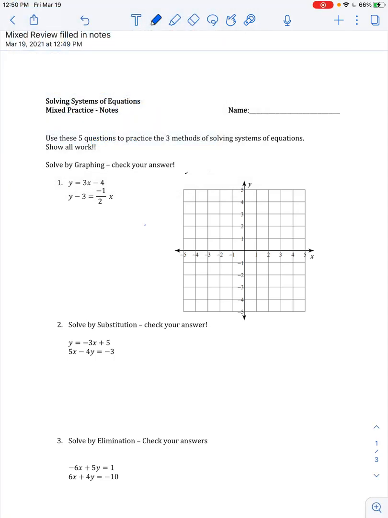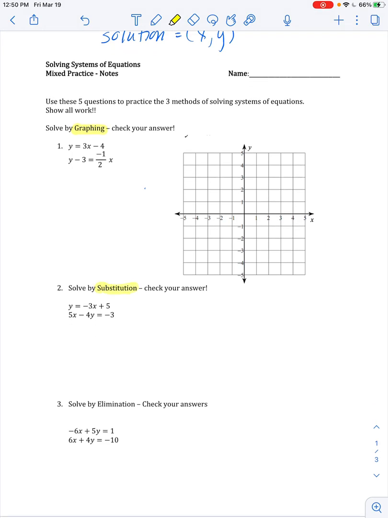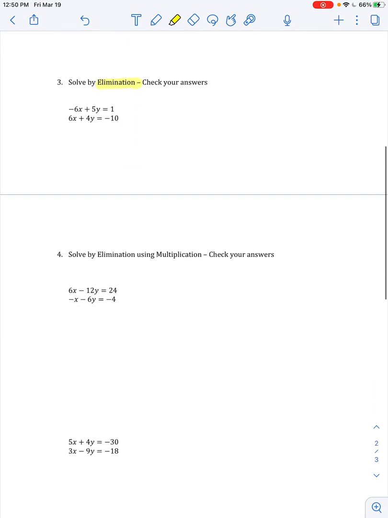Alrighty, here we go. We are going to take a little pause and review what we did last week, because solving systems is kind of tricky. Keeping in mind that you are always trying to get an XY coordinate pair that makes both equations true. That will be called a solution. So your solutions are going to look like coordinate pairs. We learned a few different ways. So we're going to be practicing graphing, substitution, elimination, and elimination when you have to use multiplication.